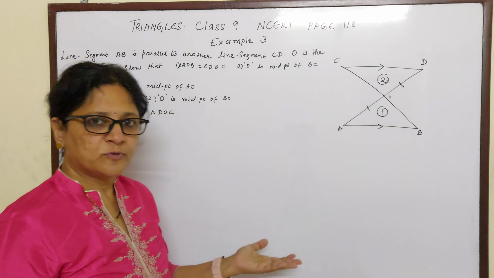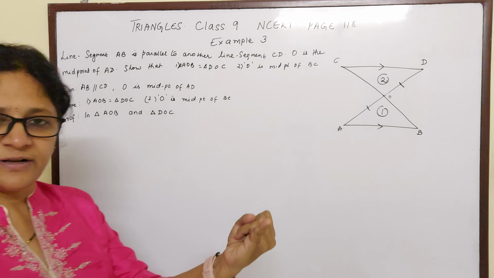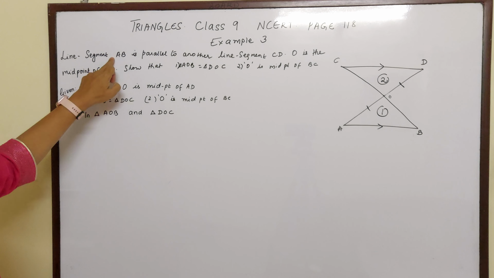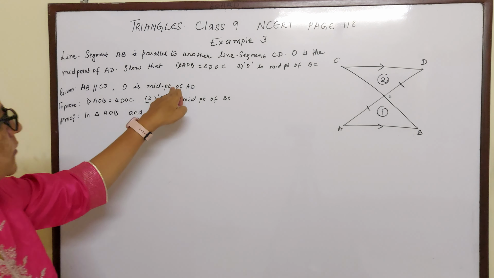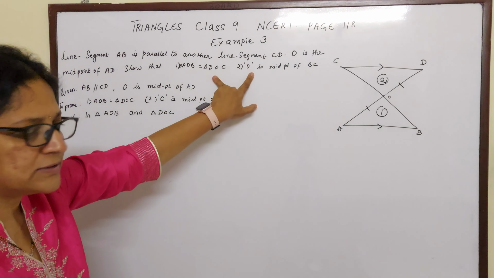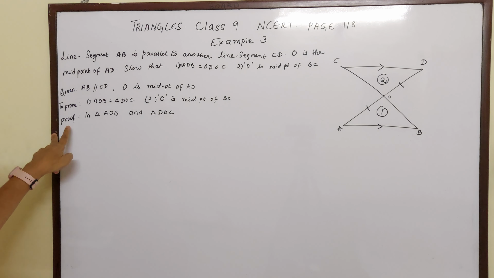So this is also a proof. So here also we have to write given, to prove and proof. Now given, what is given? AB is parallel to CD and O is the midpoint. Just copy it here. And whatever you have to prove, you write it here. Now we'll go to the proof.